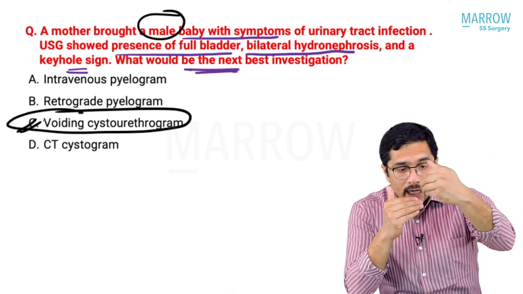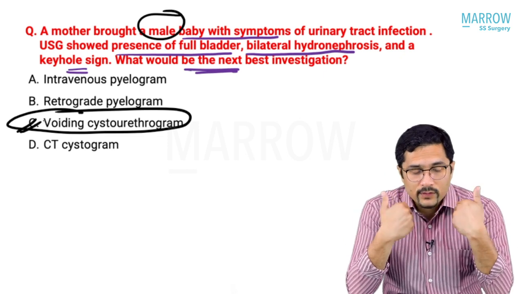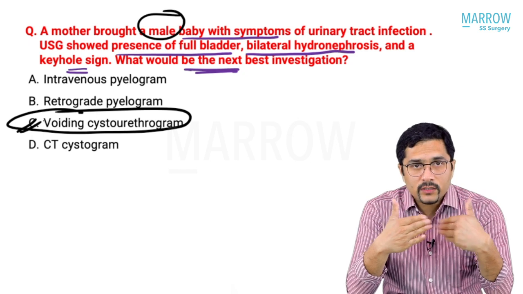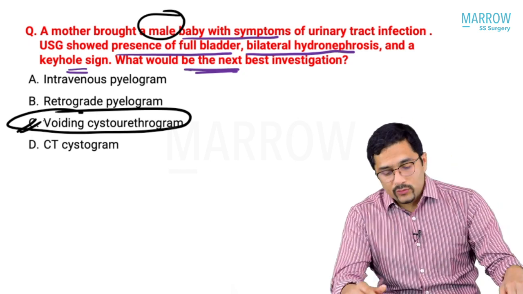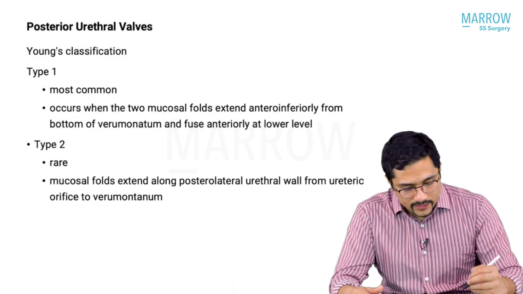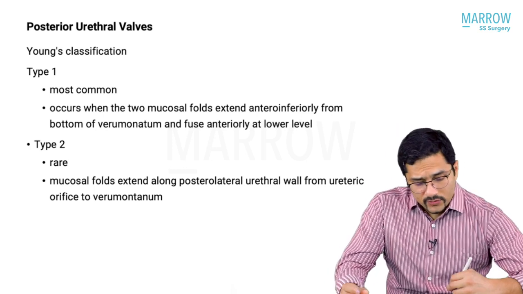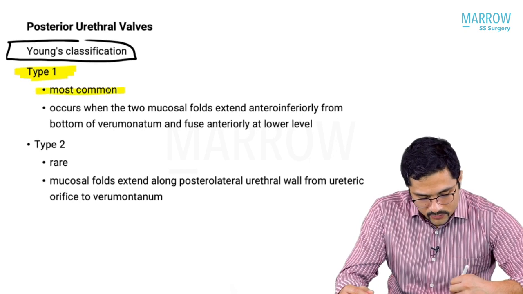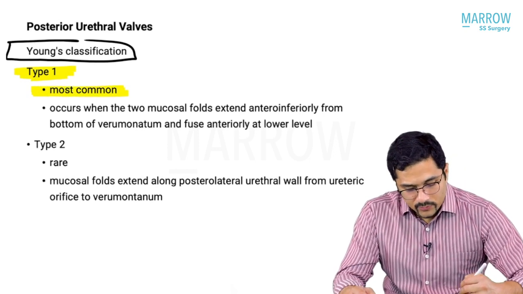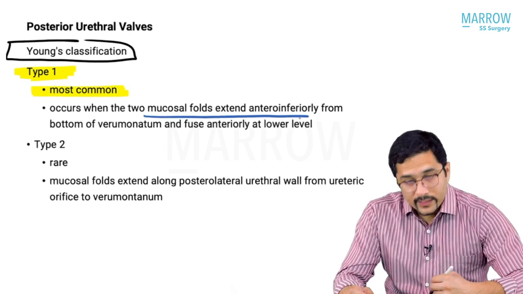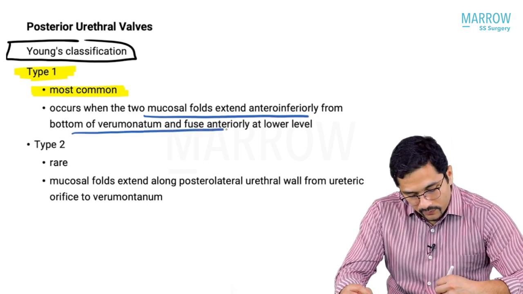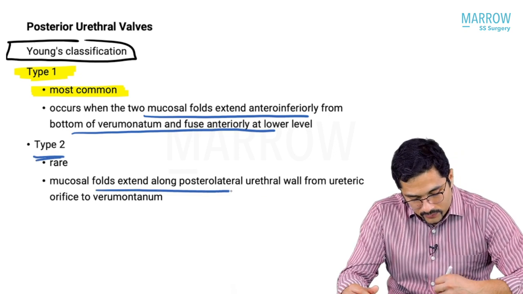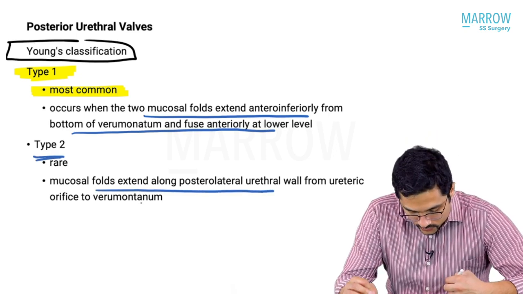So, if you push dye from outside, the valves will open up. Only when the child is passing urine do the valves become shut, and that's how you can pick up this keyhole sign. Now, posterior urethral valves have a Young's classification. Type 1 valves are the most common, and these are mucosal folds which extend antero-inferiorly from the bottom of the verumontanum. Type 2 are rare. These are mucosal folds along the posterolateral urethral wall.